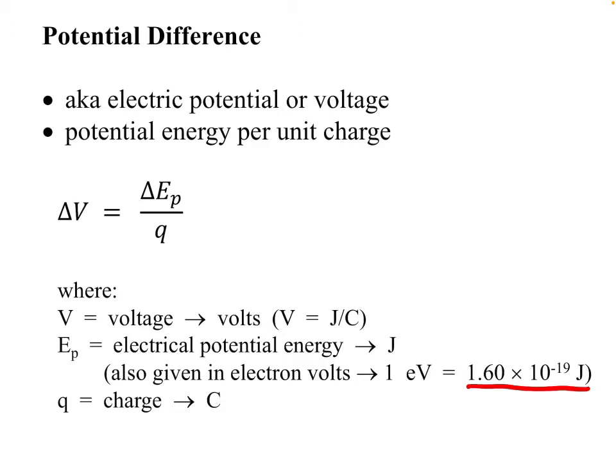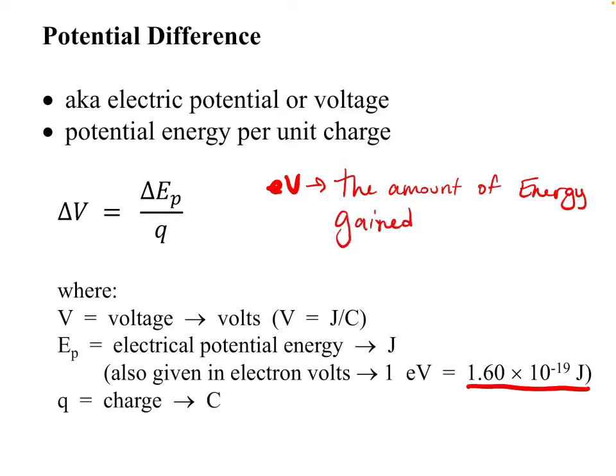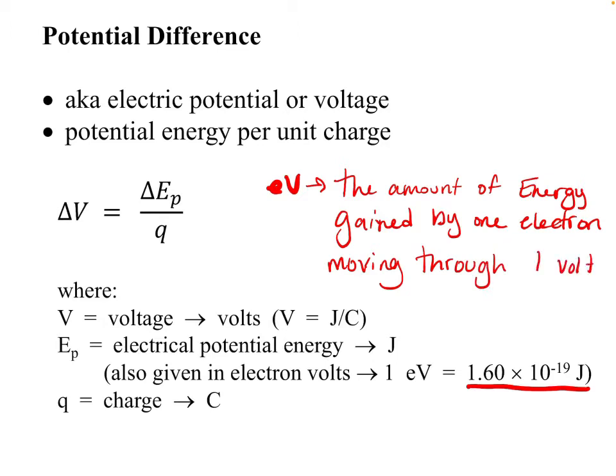Okay, and why is it that? Well, an electron volt is the amount of energy gained by one electron moving through 1 volt. Okay, so that's what an electron volt is. It's the amount of energy gained by 1 electron moving through 1 volt.